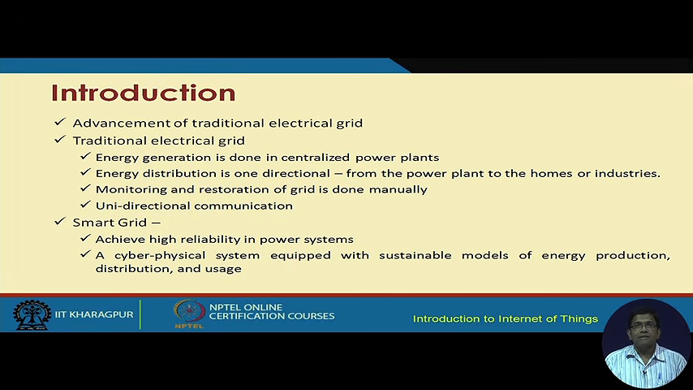Now, this energy that is generated at the different power plants through the centralized mechanisms is then distributed, traditionally in one direction, from the power plant to the homes or industries or offices. And traditionally, this flow of electricity is monitored, and if something goes wrong, the restoration of the grid is also done manually.